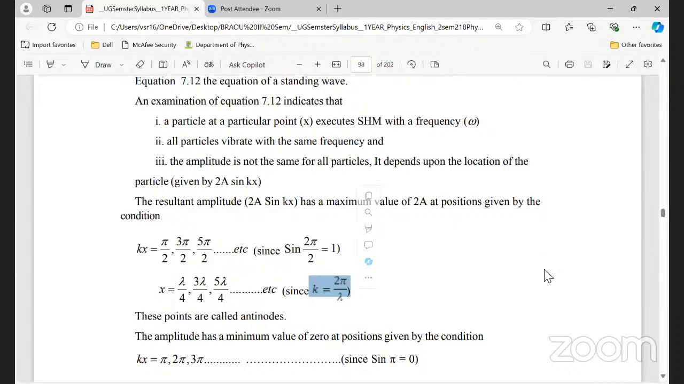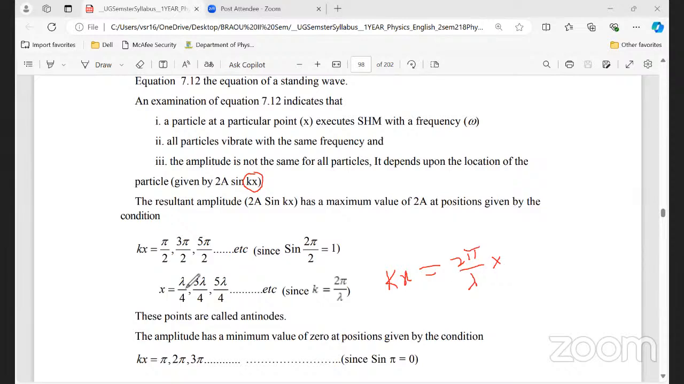I already told you, k is the wave number, 2 pi by lambda. So when x equals lambda by 4, 3 lambda by 4, 5 lambda by 4, you can easily substitute for this condition. Suppose one example I am going to do here. We have sin kx. So what is the k value? 2 pi by lambda.